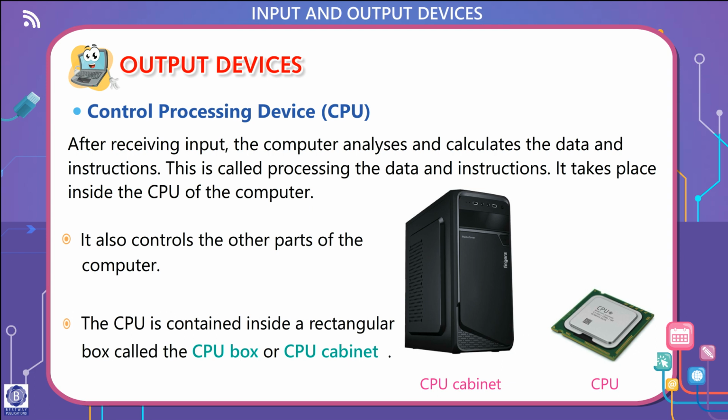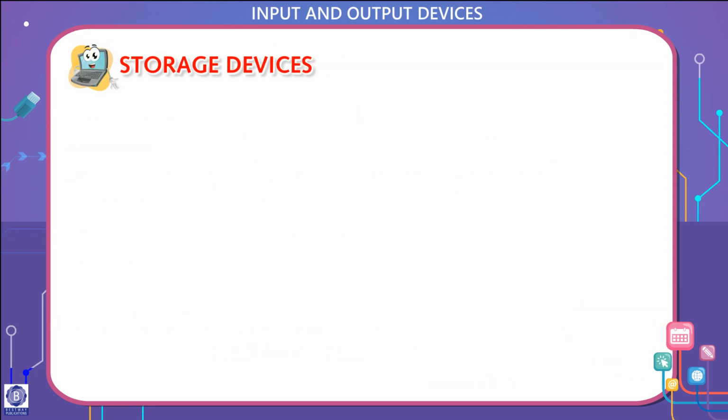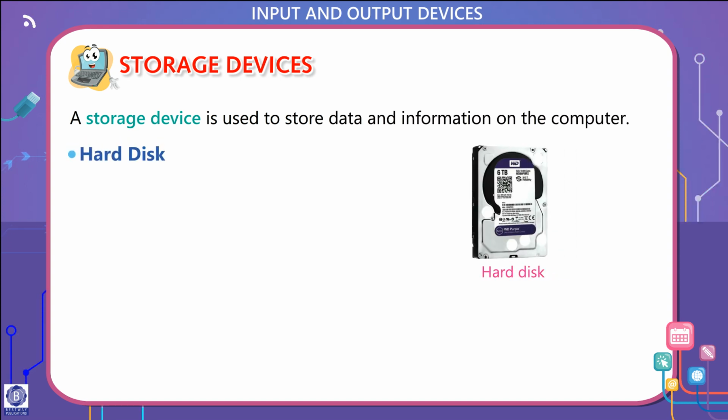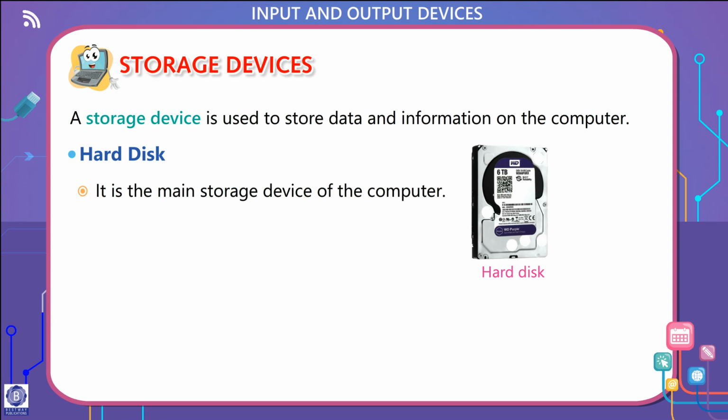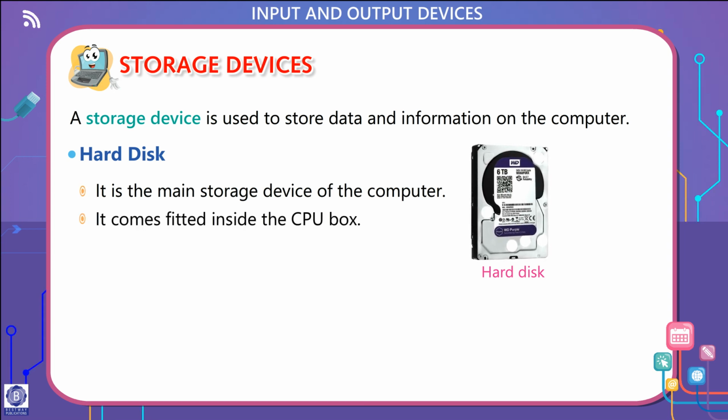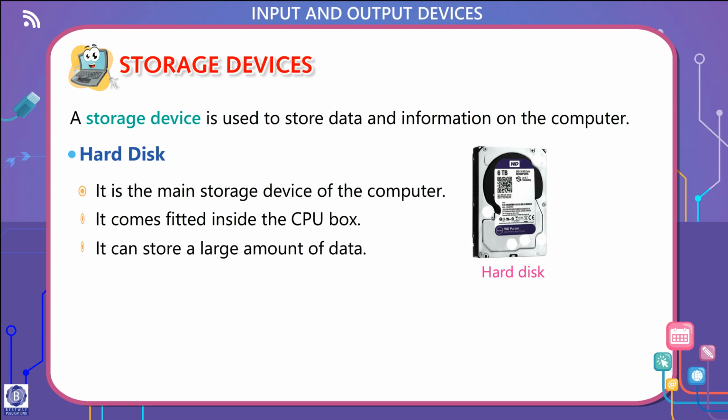The CPU is contained inside a rectangular box called the CPU box or CPU cabinet. Storage devices. A storage device is used to store data and information on the computer. Hard disk. It is the main storage device of the computer. It comes fitted inside the CPU box. It can store a large amount of data.